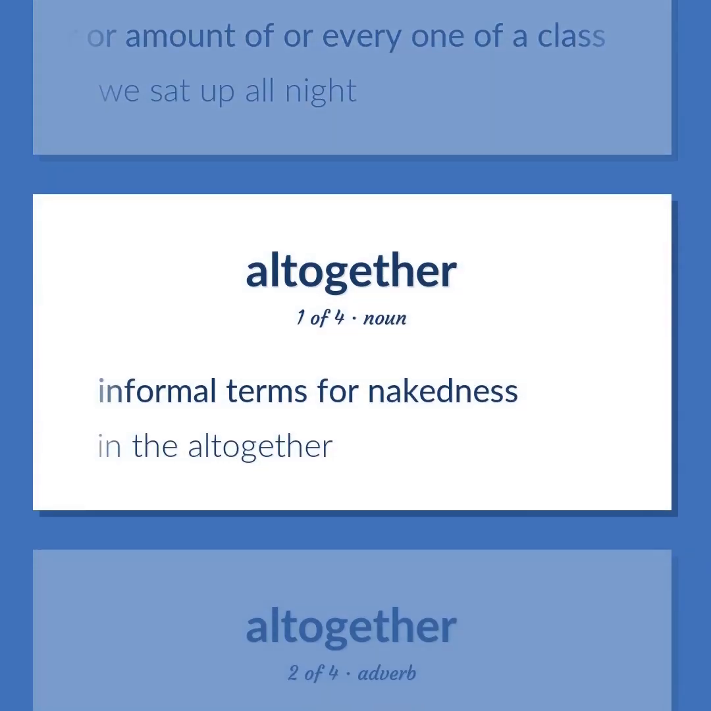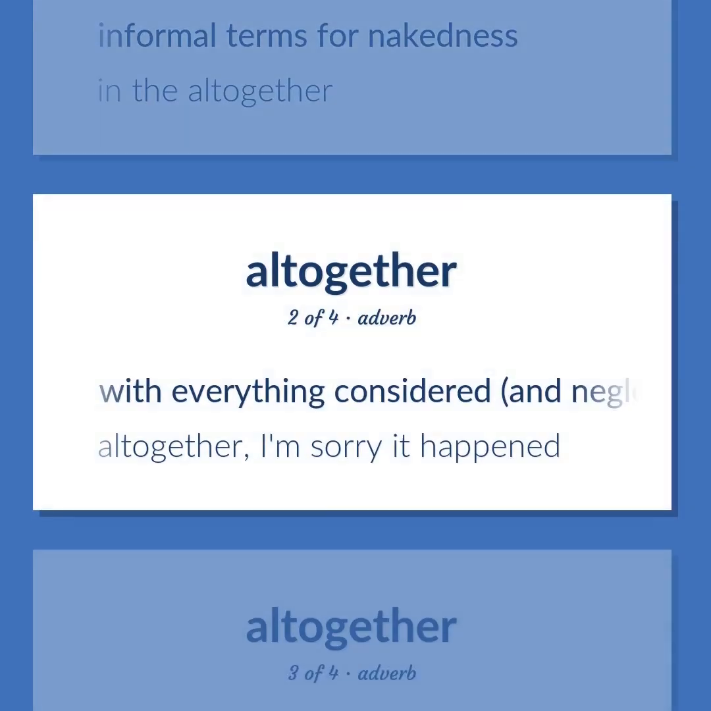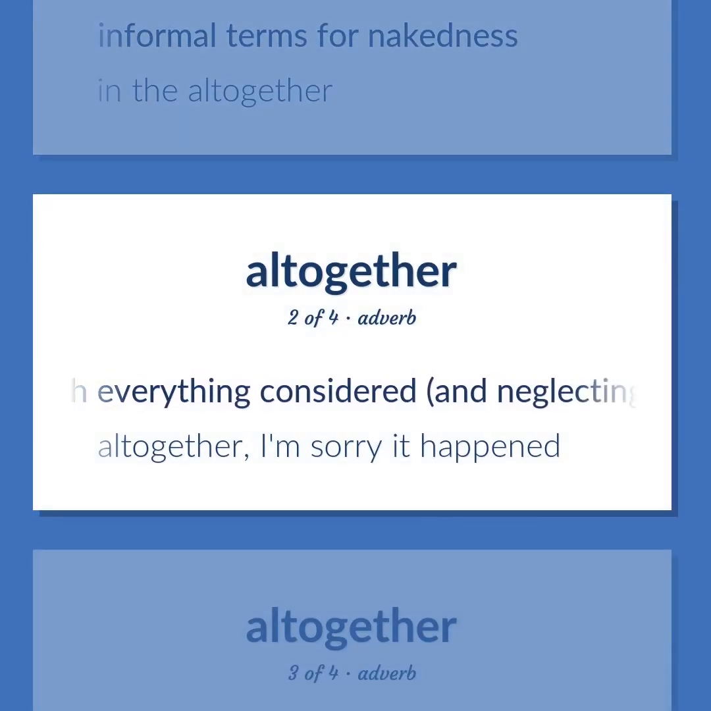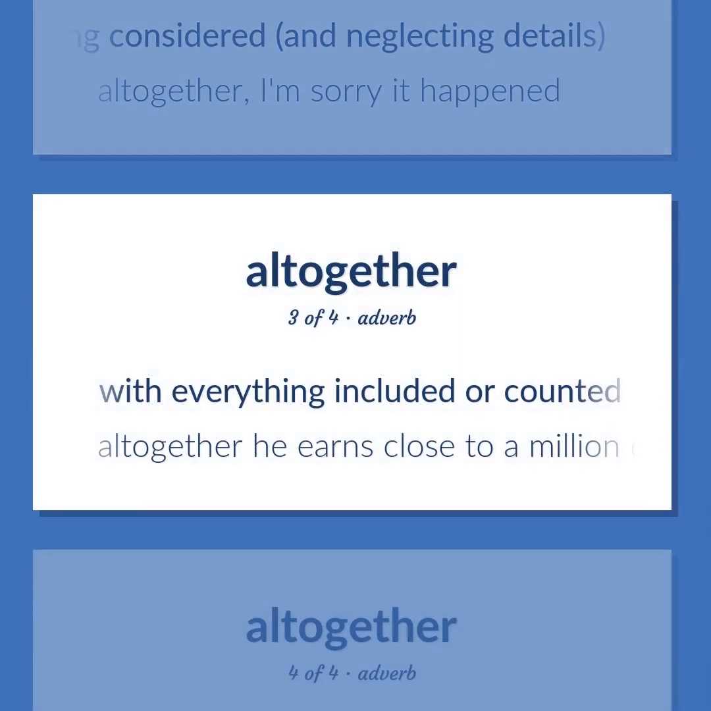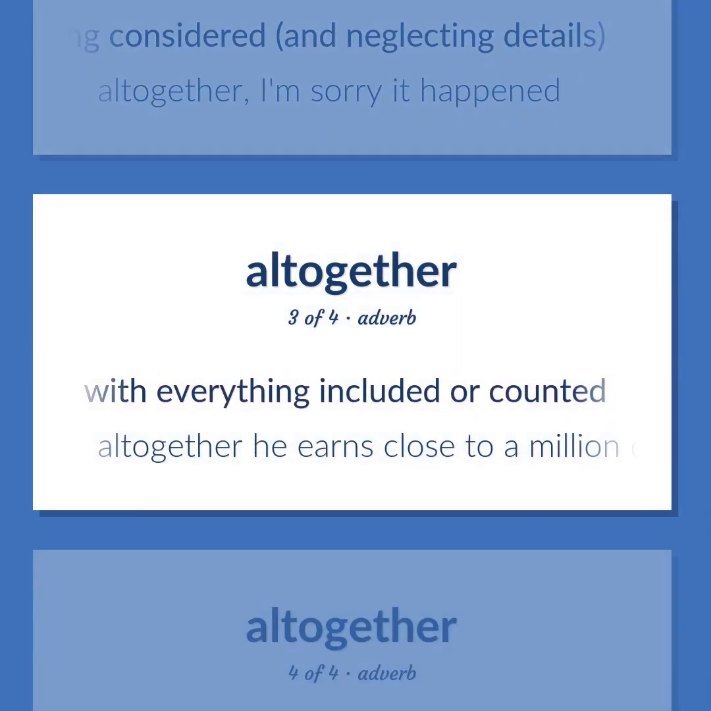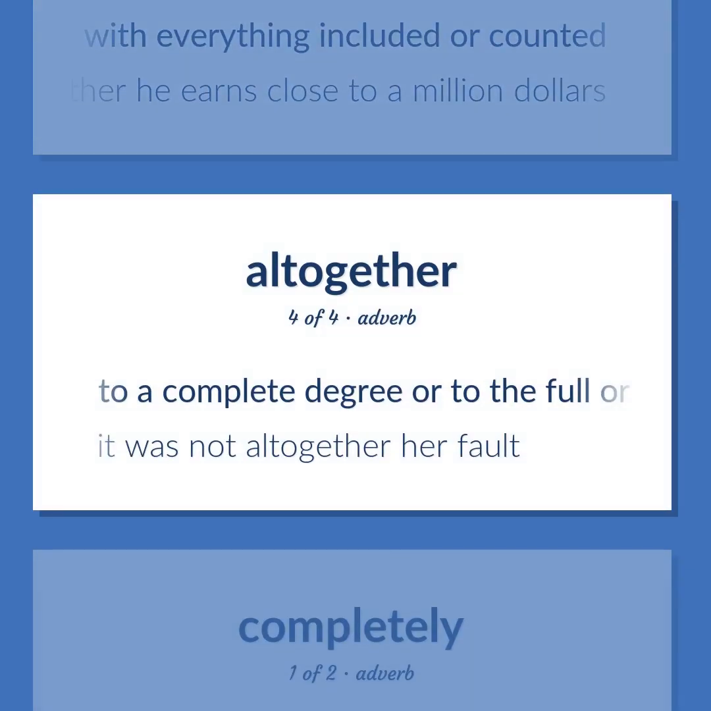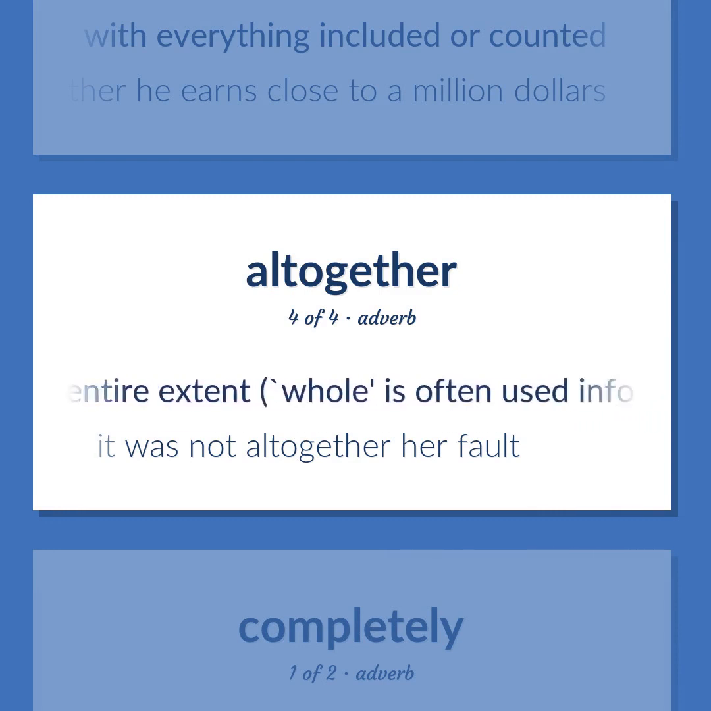Informal terms for nakedness. In the altogether. With everything considered, and neglecting details. Altogether, I'm sorry it happened. With everything included or counted. Altogether he earns close to $1 million. To a complete degree or to the full or entire extent, whole, is often used informally for wholly. It was not altogether her fault.